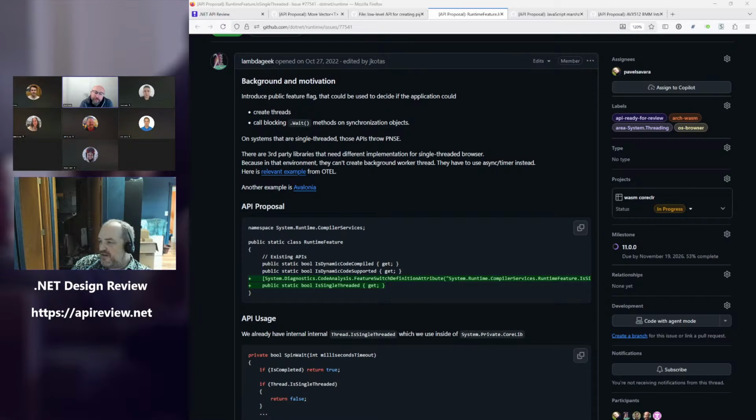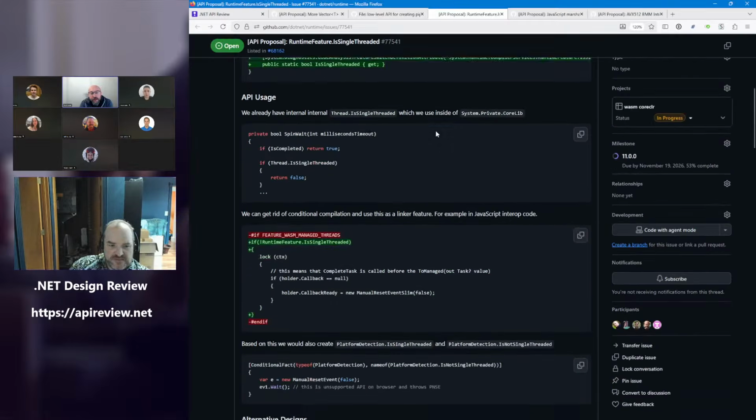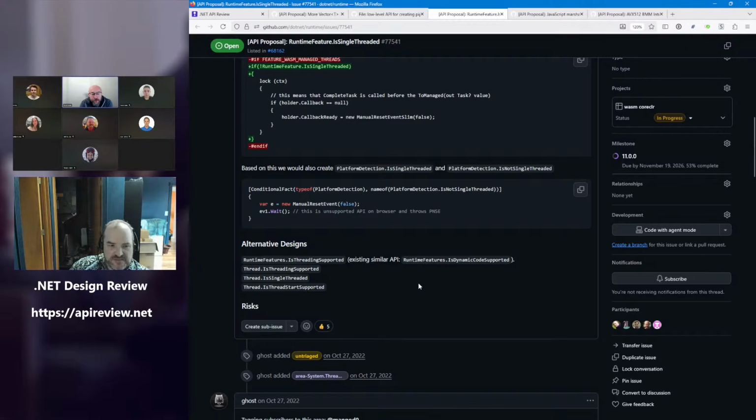So yeah, there were other names suggested if you scroll a little bit down, and one of them was, the original name was something about "is thread start supported." That was the original name on this issue when it was created in 2022. So does that sound better? Because I'm not very comfortable with talking about preemptive or not.